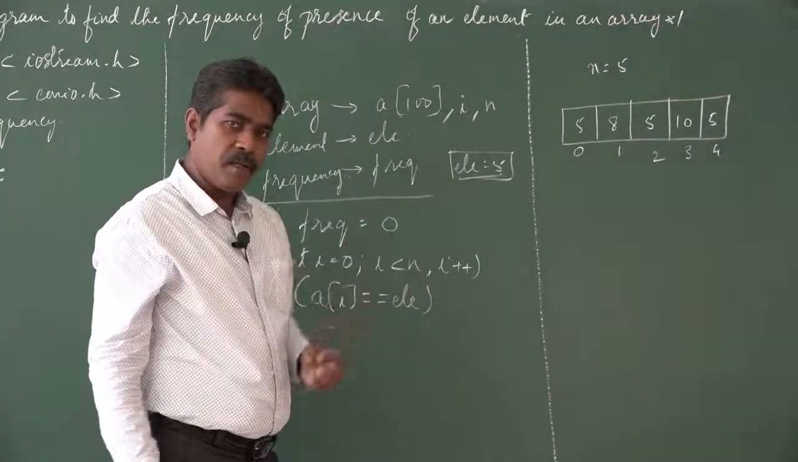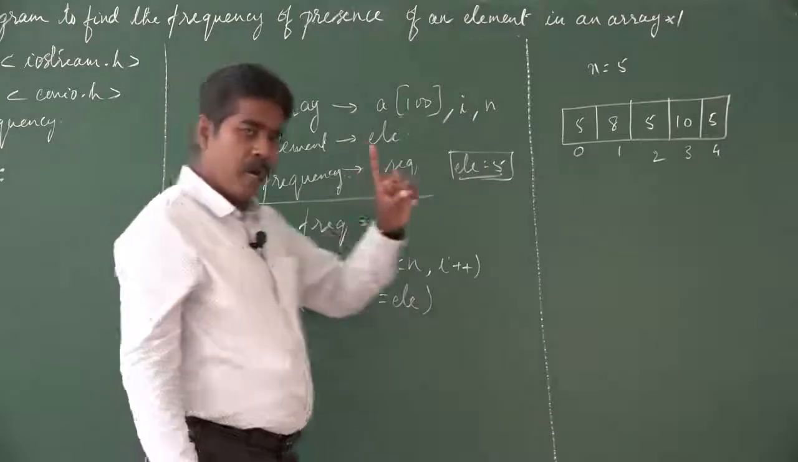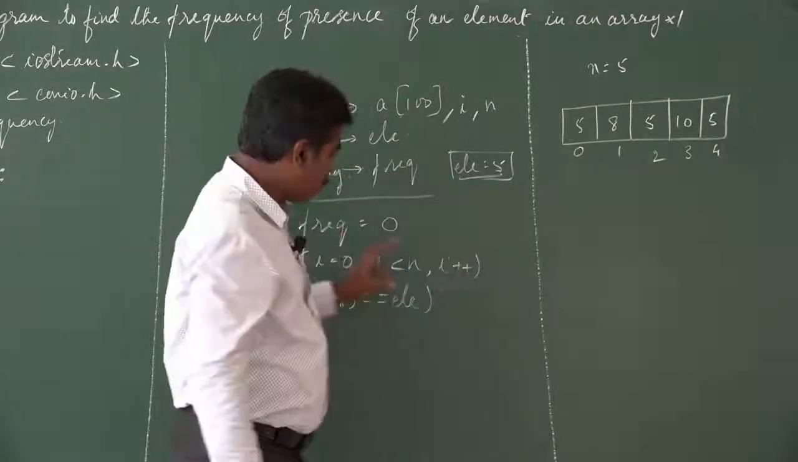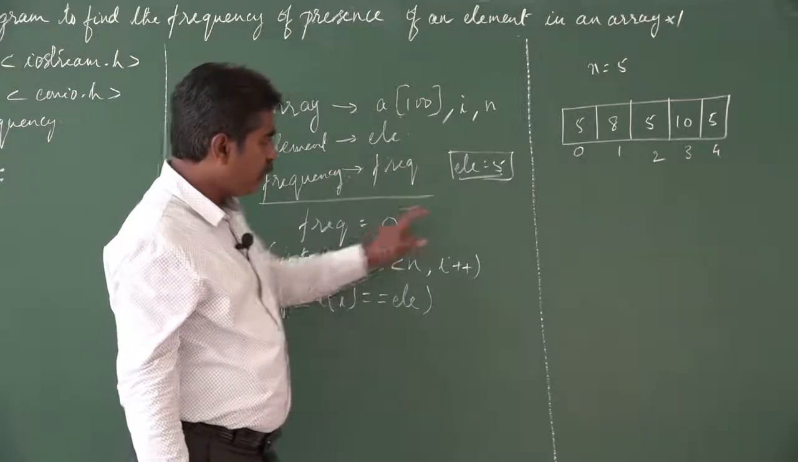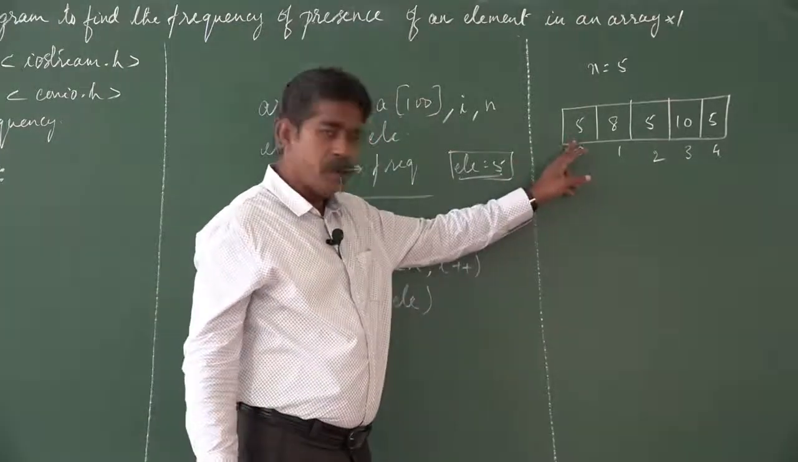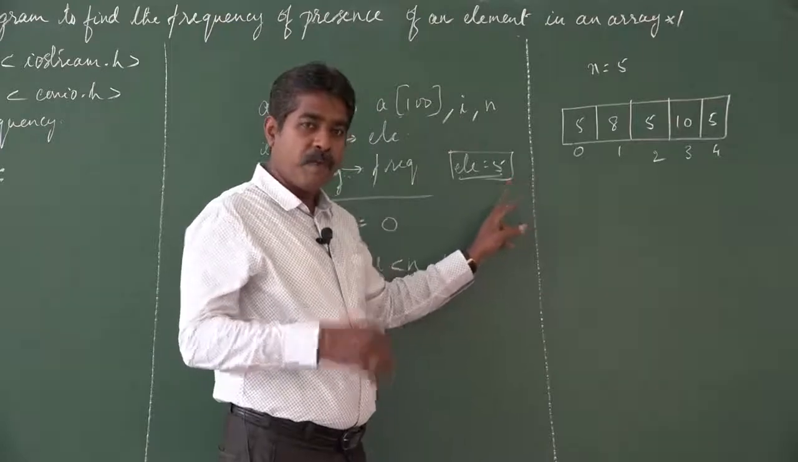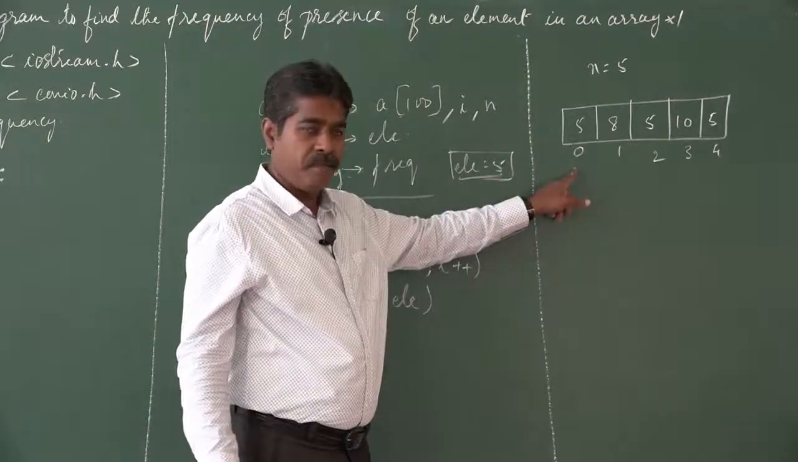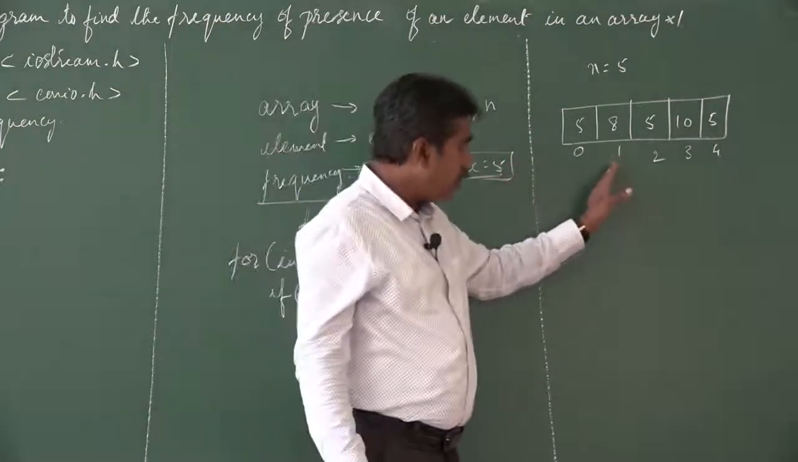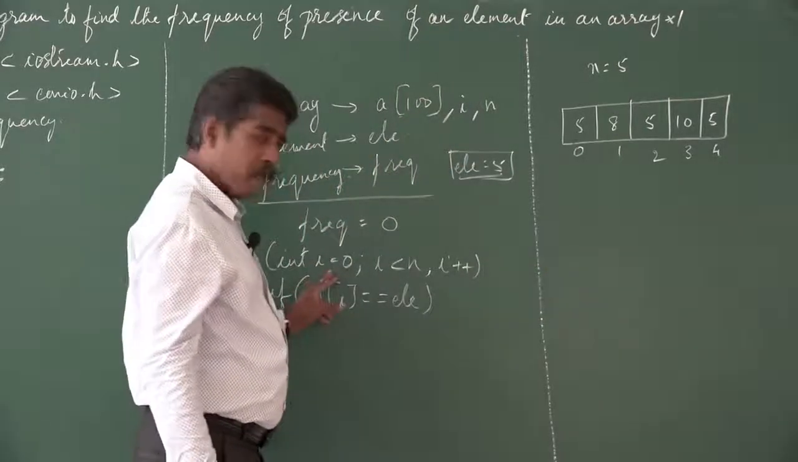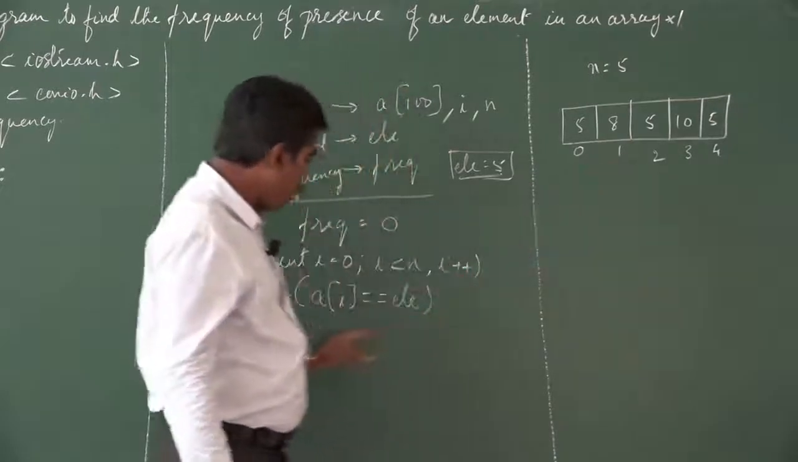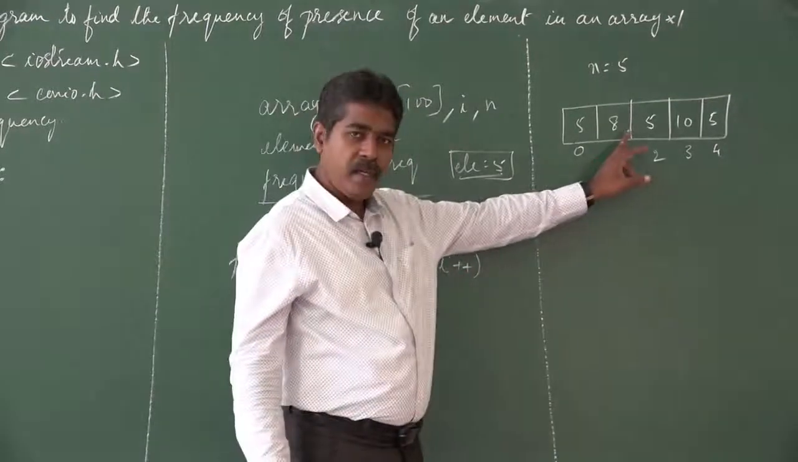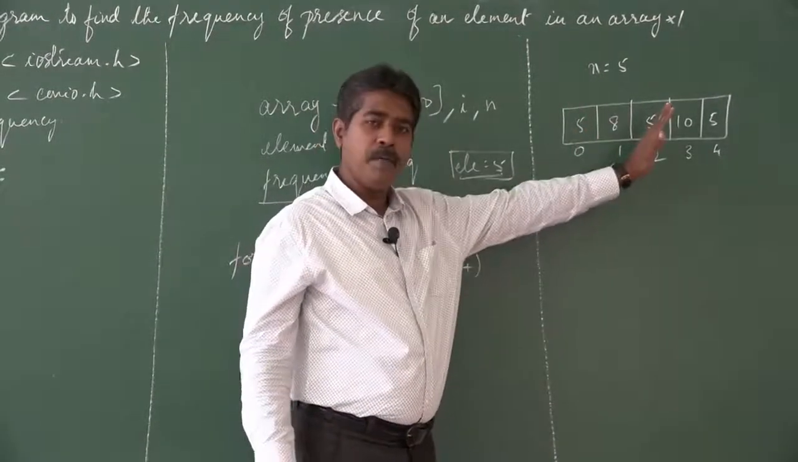Then we take a counter. Counter was 0, now it is 1. This counter, which is taken as frequency, FREQ, when it becomes 1, that means 5 is found, or the presence of 5 is 1 time. And further moving, I increments. So I's value becomes 1, and A of 1 will be 8. And further it moves on till the end.